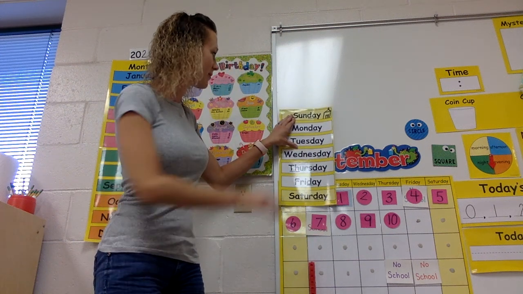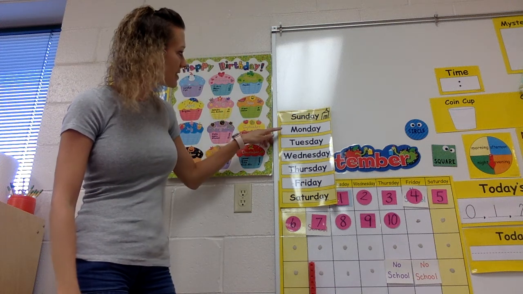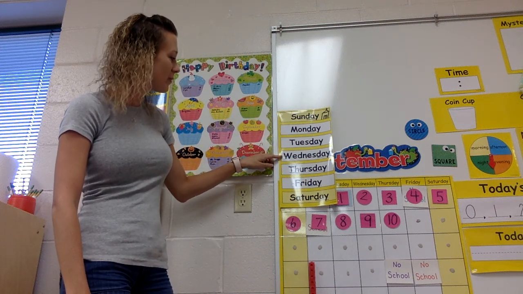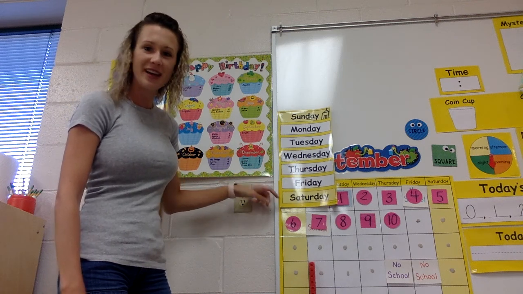Good morning, 5K. So today we're going to start off our day with talking about how many days there are in a week. You should know how many days are there in a week. 7. Let's sing. There are 7 days. There are 7 days. There are 7 days in a week. Sunday, Monday, Tuesday, Wednesday, Thursday, Friday, Saturday.